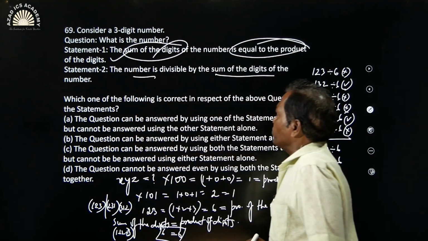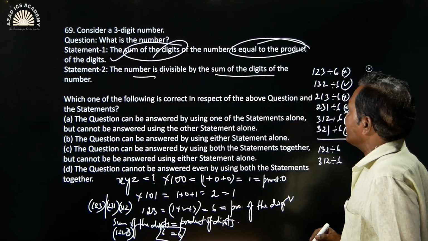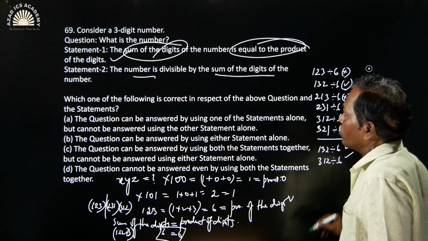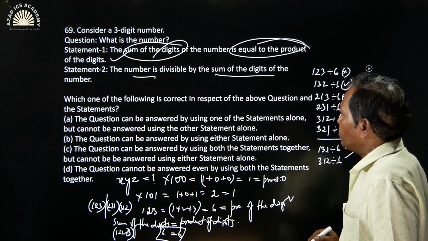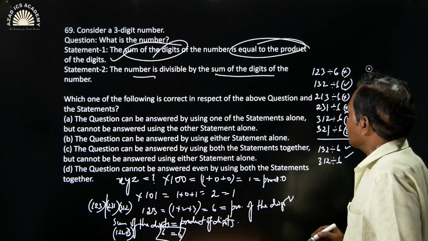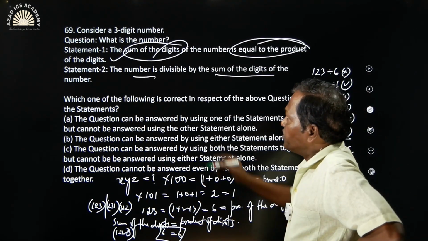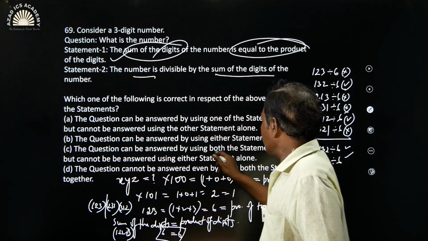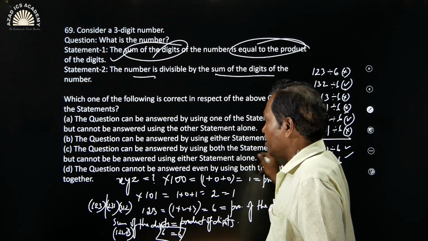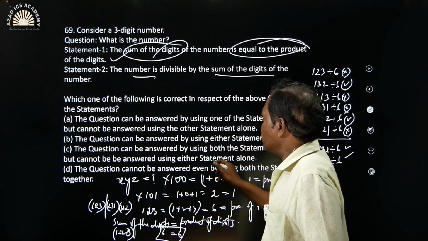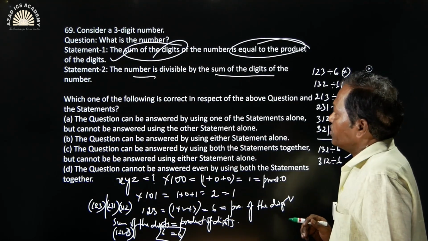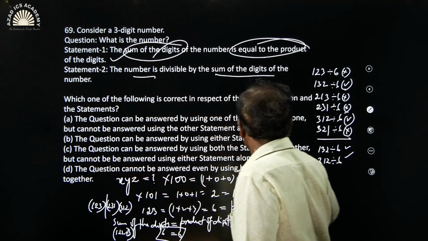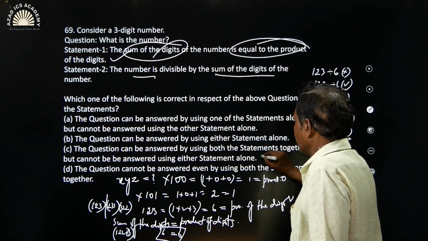Let us see statement 2. The number is divisible by the sum of the digits. Sum of the digits. Yes, this will qualify. Which one of the following is correct in respect of the above questions? It means both statements are correct. The question can be answered by using both the statements together, but cannot be answered using either statement. You can see that both statements are required. Option C.